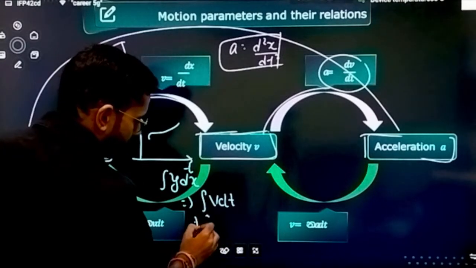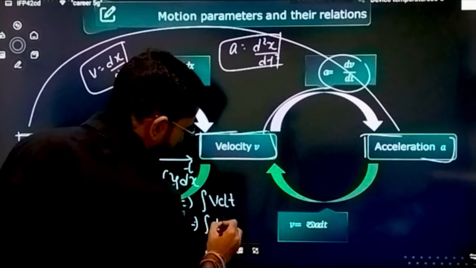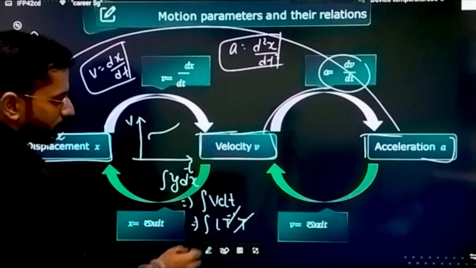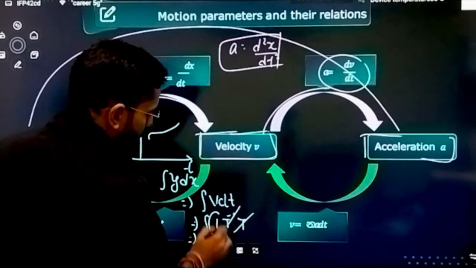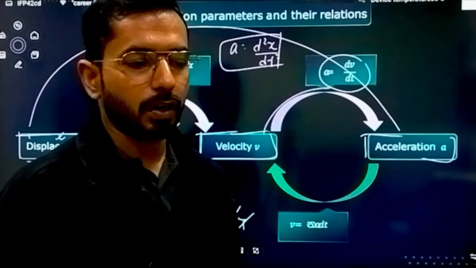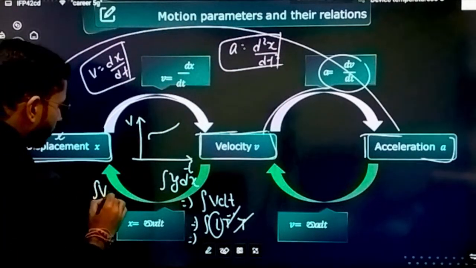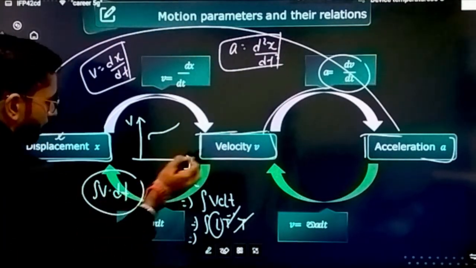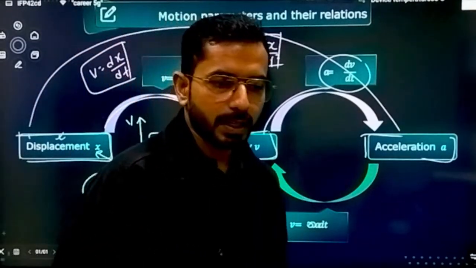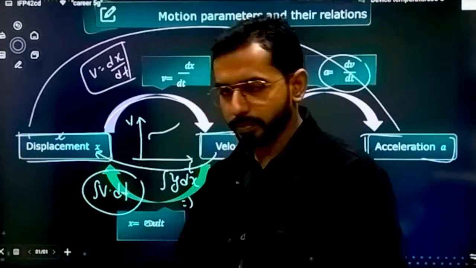Check once what dimension this gives, because we have understood dimension analysis. We know that velocity is LT minus 1 and time is T. That means T minus 1 and T will simply cancel out. The final result left here will be L, that is the unit of position. That means the integration of v dt will be taking me backwards. Velocity to position, if you want to come, please remember this. When you integrate velocity with v dt, you will come to position.